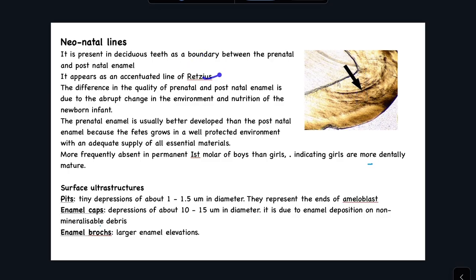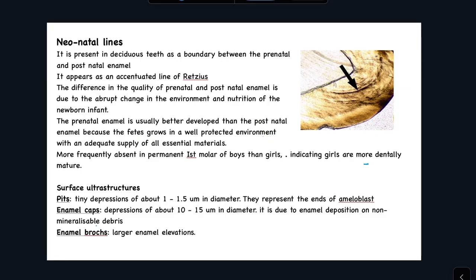It appears as an accentuated line of Retzius, so it is brownish in color and appears like a line of Retzius. The difference in the quality of prenatal and postnatal enamel is due to abrupt change in the environment and nutrition of the newborn infant. So I already explained that to you. The prenatal enamel is usually better developed than the postnatal enamel because the fetus grows well in a protected environment, with an adequate supply of all the essential materials. So there is no compromise of nutrition when the fetus is inside the womb.